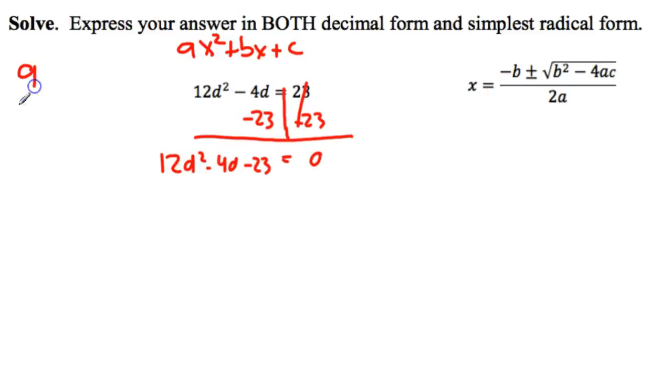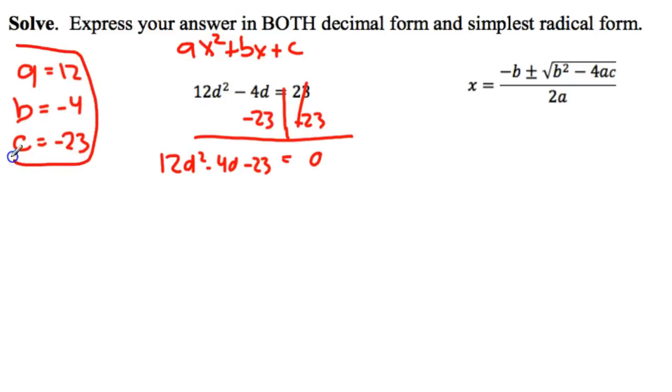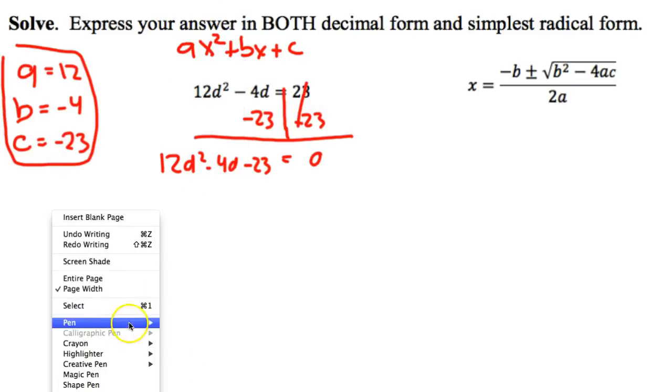Before I do that, I always like to write this out. This is good practice. A, B, and C. A is 12, B is minus 4, and C is minus 23. Okay, so those are the three variables, the three coefficients. I need to put them in the formula now. So it's not x, this time it's d. So d equals, and let me change the color for this. Let me just break it up a little bit.